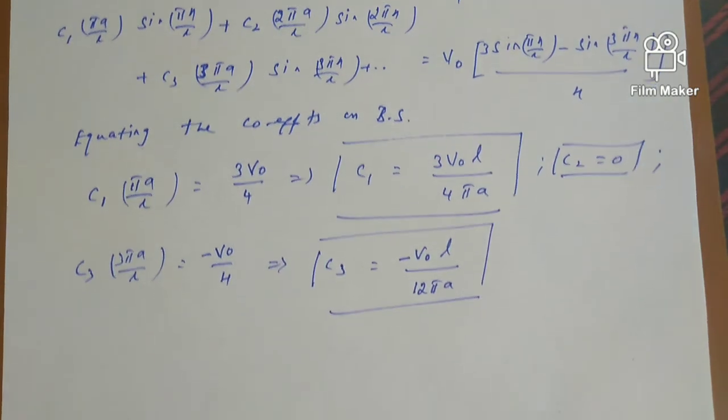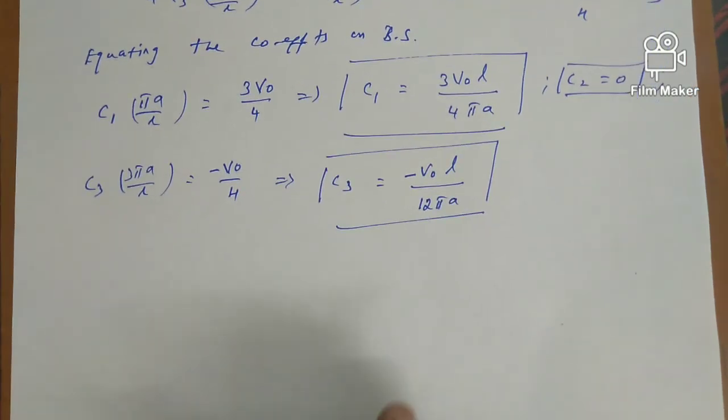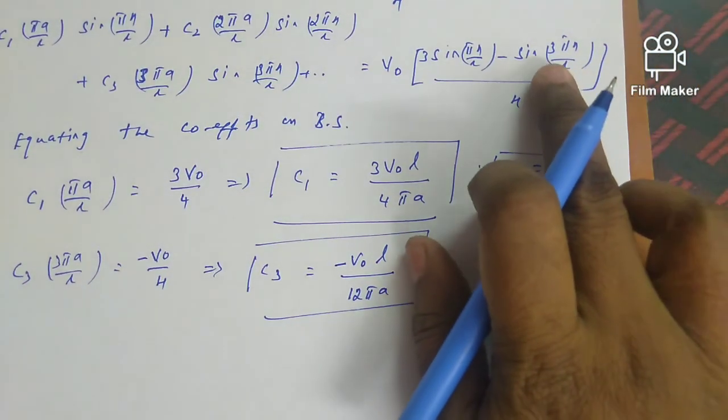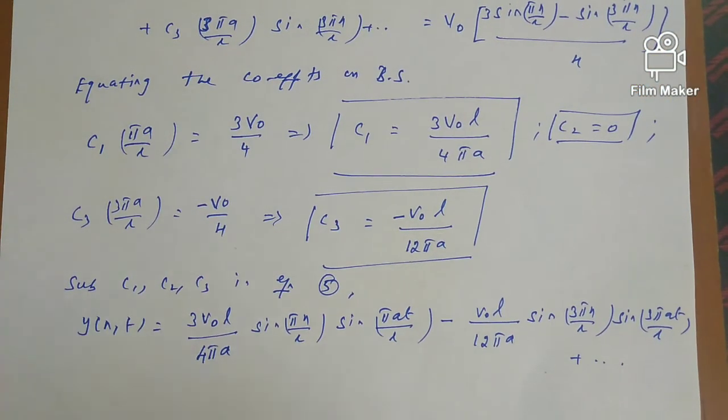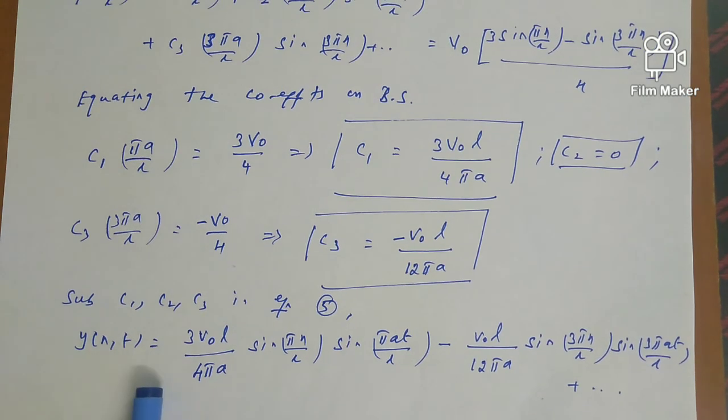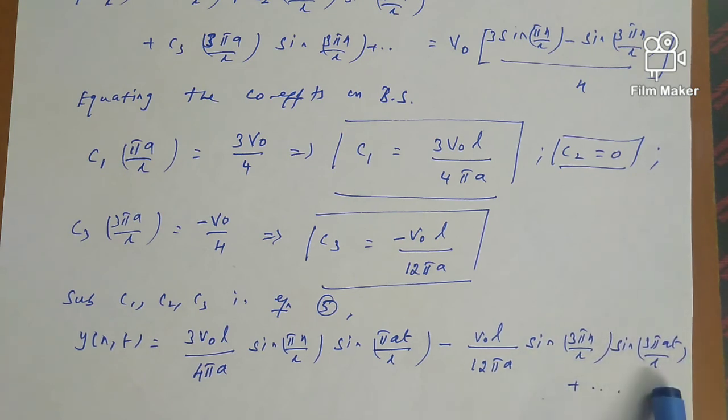So now we have the answers for C1 and C3. There is no need to find C4 or C5 at all because there is a term only up to sin(3πx/L). Now substitute the values of C1, C2, C3 in equation 5. We get the required displacement function y(x, t) equals 3v0 L by 4πa sin(πx/L) sin(πat/L). There is no C2, C2 is 0. The C3 term is minus v0 L divided by 12πa sin(3πx/L) into sin(3πat/L).